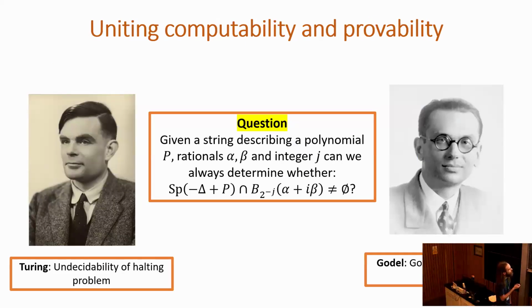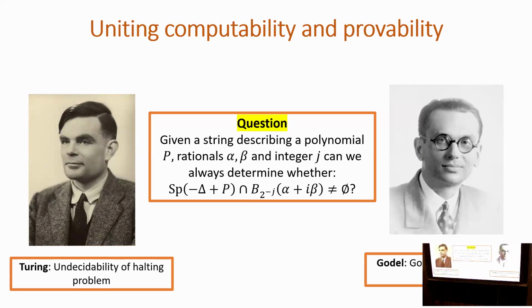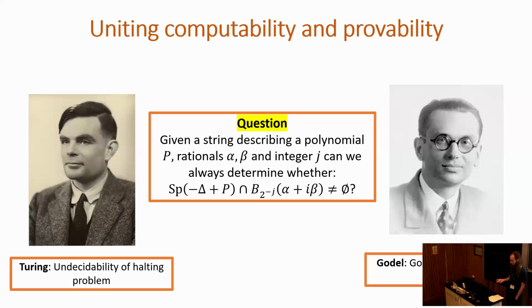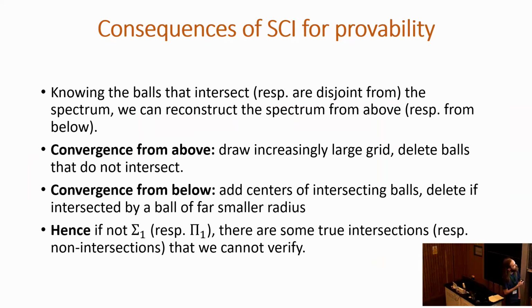So we can now think of provability. So we just have this string describing a polynomial potential. Now we're working in one dimension, and we have a ball. Can we prove, can we determine whether it intersects this ball? The answer is in general no. So the idea is basically that knowing which balls intersect the spectrum, we can reconstruct the spectrum from below. Sorry, this should be the other way around. If we know which balls intersect, we can construct it from below, and if we know which are disjoint from it, we can construct it from above.